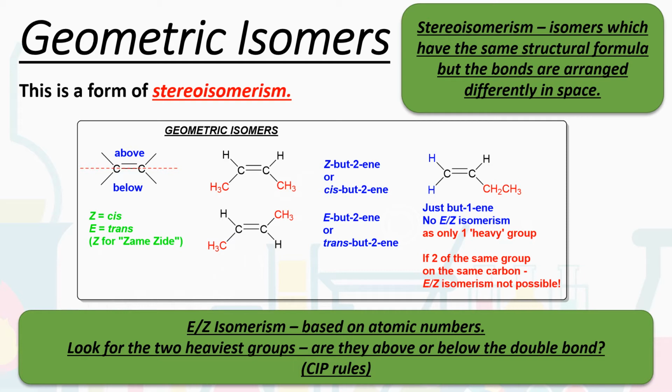And this leads to a more general rule that if we have 2 of the same group attached to the same carbon, we can't have EZ isomerism. So you'll see the 2 hydrogen atoms that I've highlighted blue. That's 2 of the same group, 2 hydrogen atoms that are bonded to the same carbon. And if we see that, we can't have EZ isomerism.